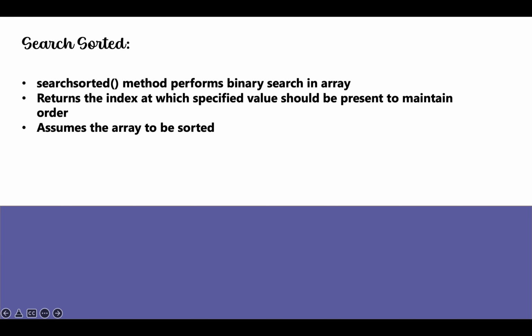So the searchsorted method performs binary search in an array. It returns the index at which the specified value should be present in order to maintain the order. So the thing is, it assumes the array to be sorted. So let's move on to the coding part.